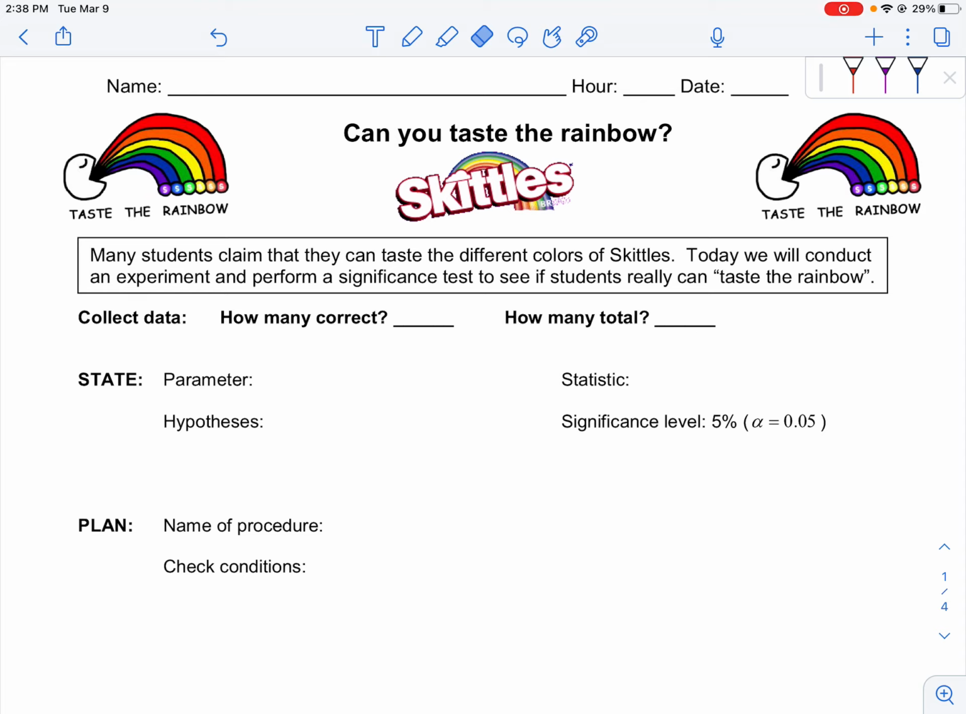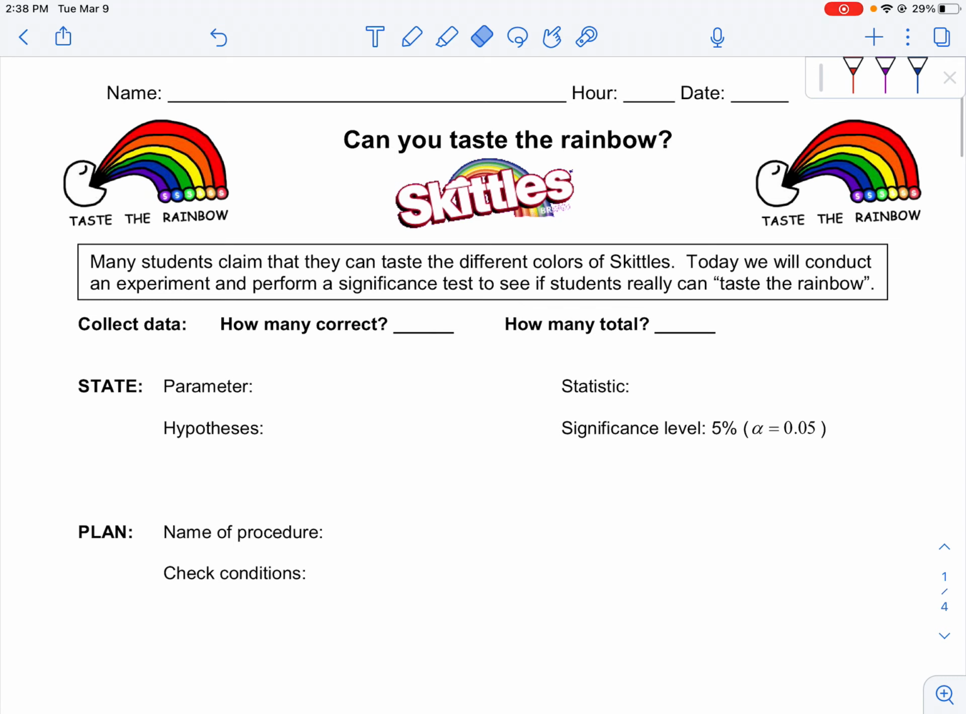Okay? So how many correct and how many total? I'm using last year's data, because of course we can't do it since you're not here with me. We tested 150 Skittles and 97 of those were guessed correctly. So our statistic, which is our sample proportion, would be 97 over 150. That is 64.7%.